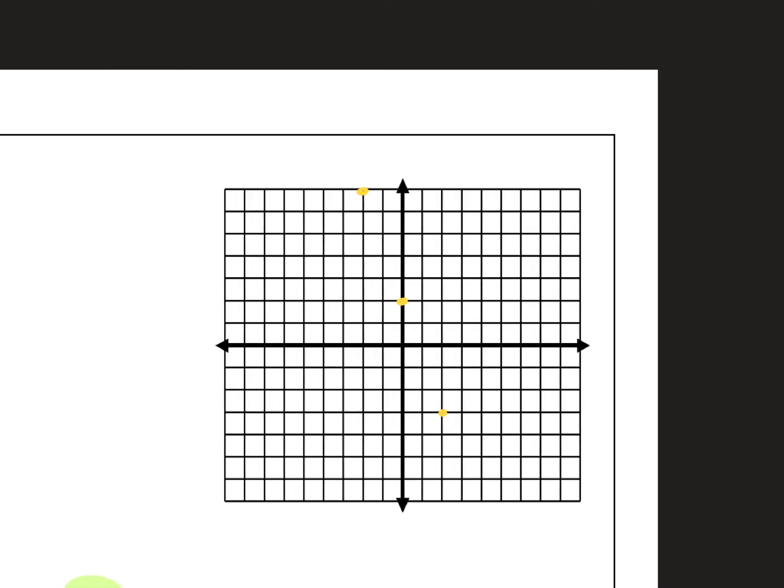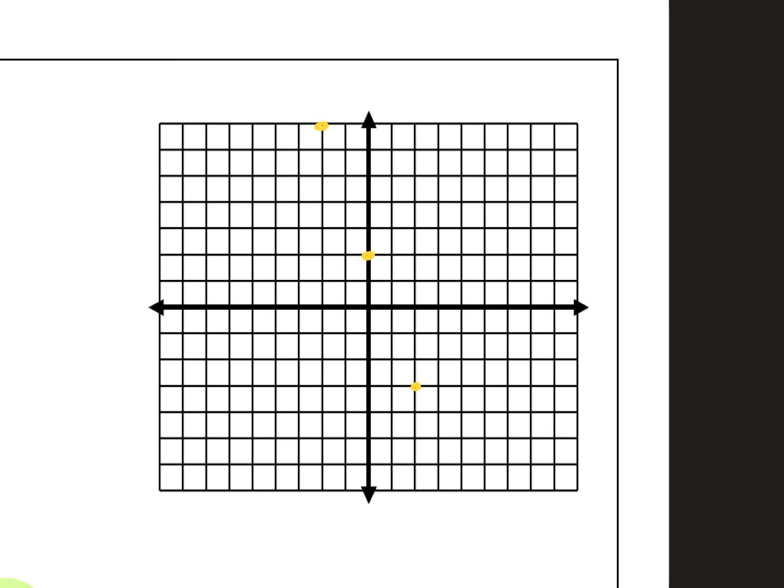So my y-intercept is 2, then 5 over 2. I went 1, 2, 3, 4, 5 to the right, and then over 2 to the left, because I want my line to slope downwards. So it's like this.